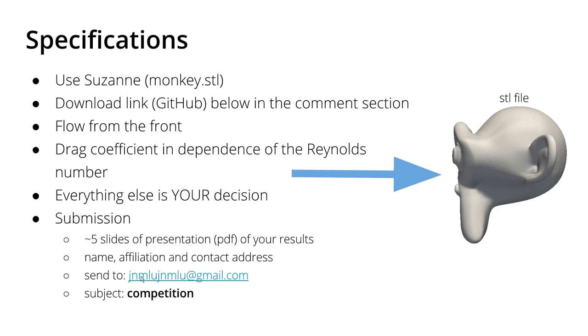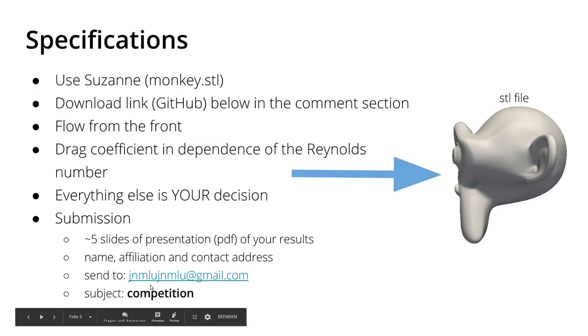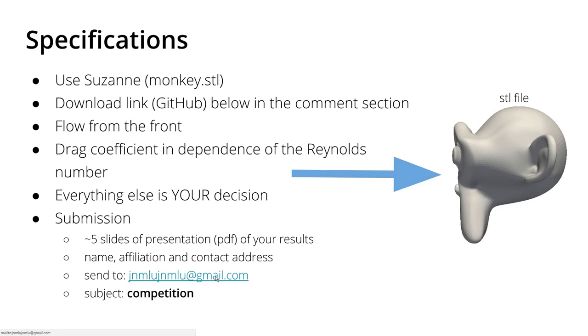And here you see it. jnmlu@gmail.com. This is the Gmail address that is associated with my YouTube channel. And please use in the subject the word competition. You can say monkey competition, Christmas competition, doesn't matter. But please use the word competition so I know that you want to submit something.